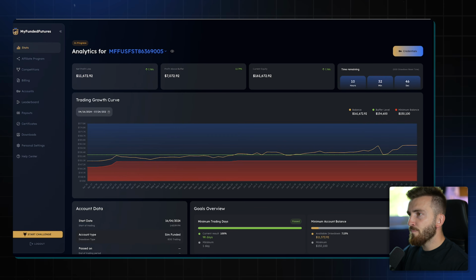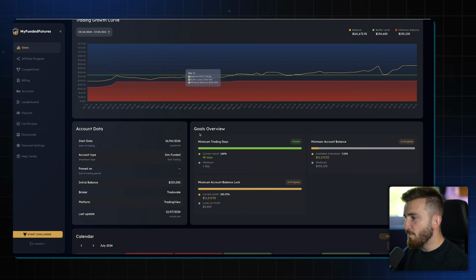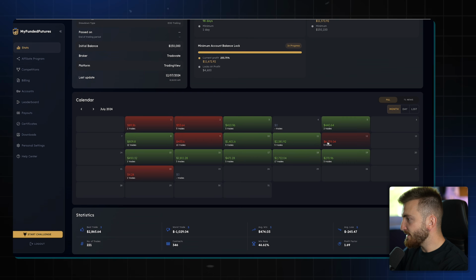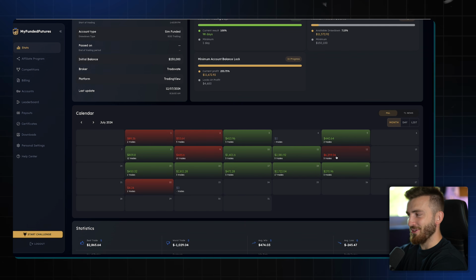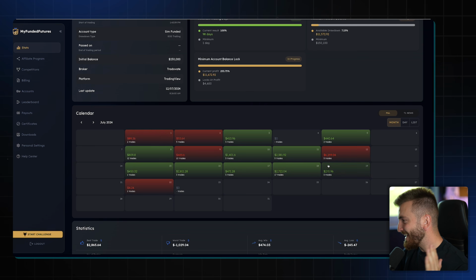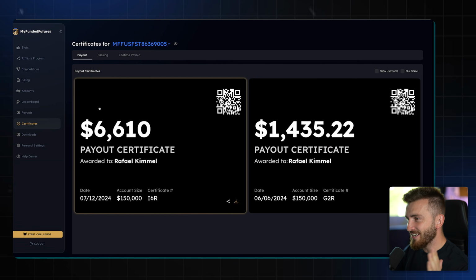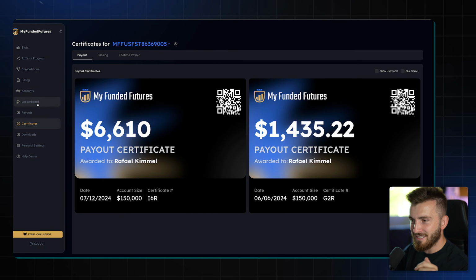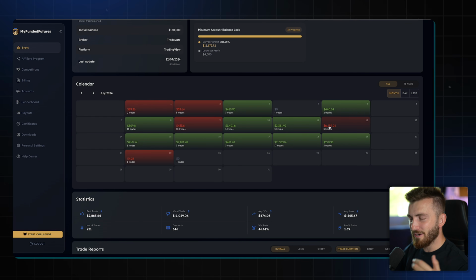So now let's quickly go into my dashboard, because right here you can see, by the way, this was a big withdrawal. I promise you. This looks so bad. I've contacted My Funded Futures and they don't change this. So you can see it right here. On the 7th, I had a $6,610 withdrawal, and that's where it shows this. So actually, I had a winning day here.